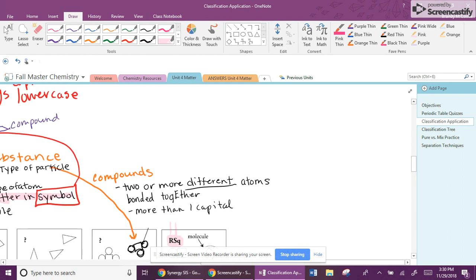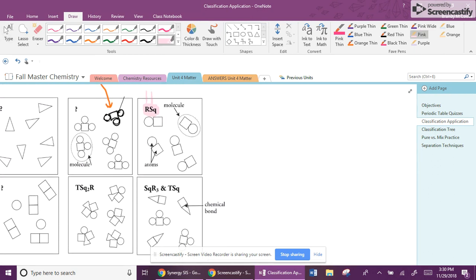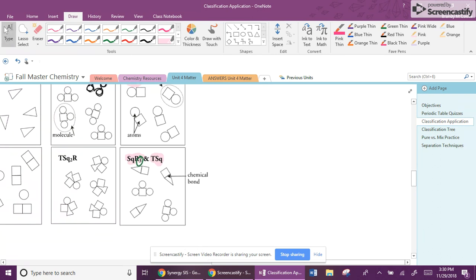And then the last thing that I want to talk about has to do with compounds. You'll notice that here we have two formulas for compounds, SQR3 and then TSQ. The biggest difference when I look at these is this little 3. This has a subscript, whereas the other one doesn't. If we look at the particle itself, TSQ has one triangle and one square bonded together, whereas SQR3 has one square, but then it has 1, 2, 3 circles. So that must be that R.